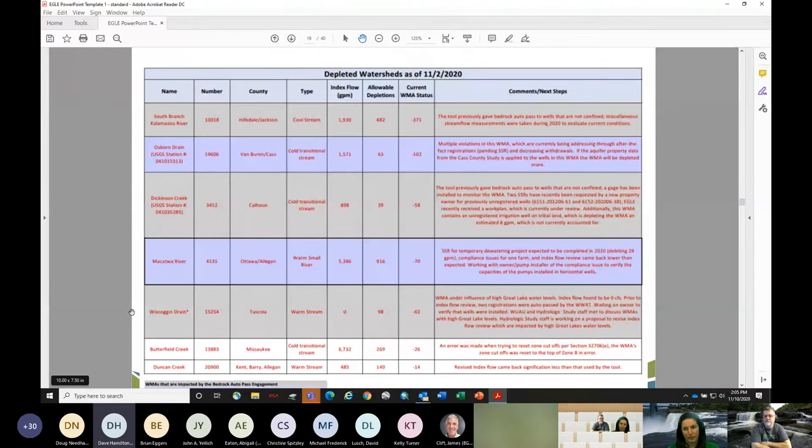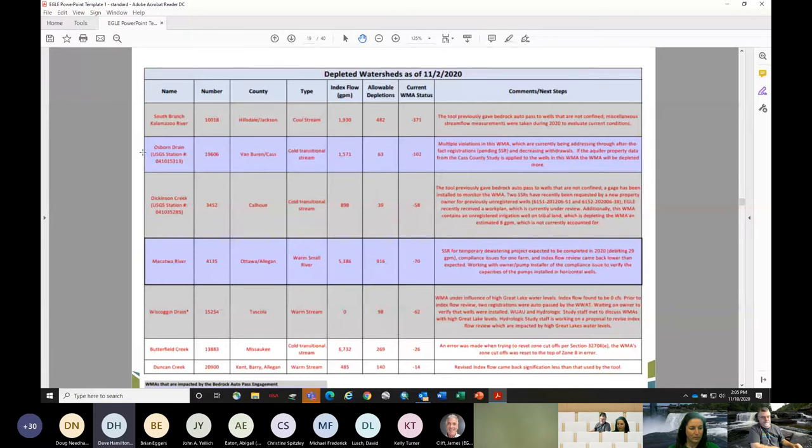The other things I wanted to mention off the table: the Osborne Drain is in the area that the Cass County model should cover, so I think that will help potentially resolve this when that model is completed. Otherwise, several of these are in this situation because they had the bedrock pass. As those who have been following this through the program history know, that was changed a few years ago, but a number of watersheds ended up in this category because of the bedrock pass.